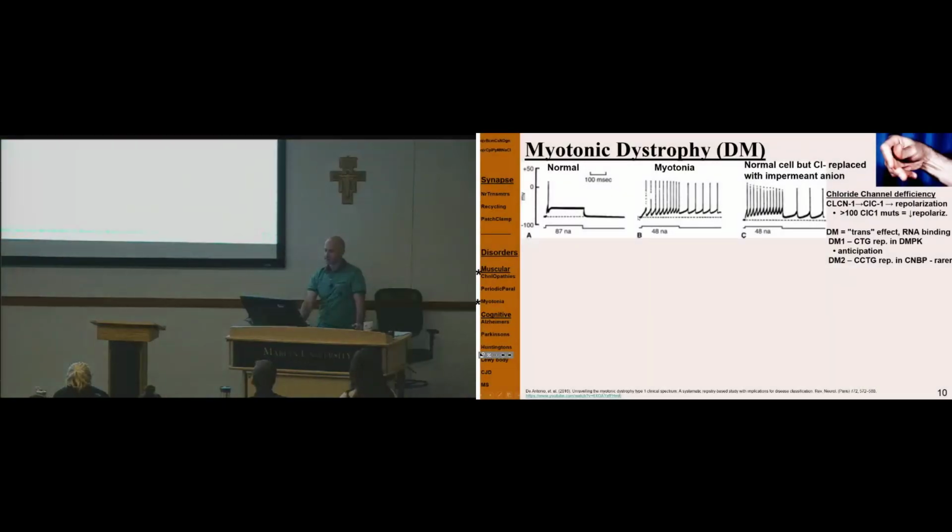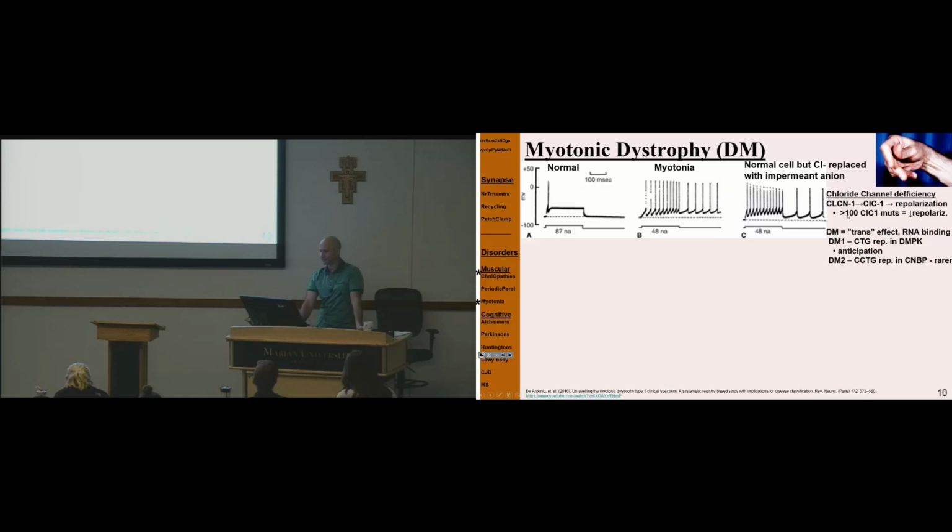Okay, so for myotonic dystrophy, the abbreviation's DM just because of the verbiage of how it was termed. Here's a normal graph for myotonia. Sorry, a lot of feedback. You see these repeated spikes. And then this graph on the right is showing a normal cell, but where chloride is replaced with some ion that can't go through the channel, and you see it looks like myotonia. So it's recreating the graph phenotype of where the chloride's not getting through the channel, right?